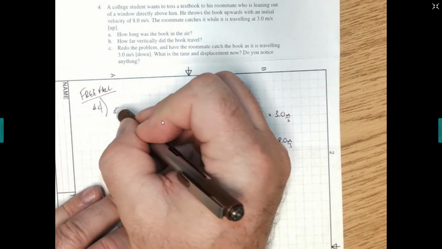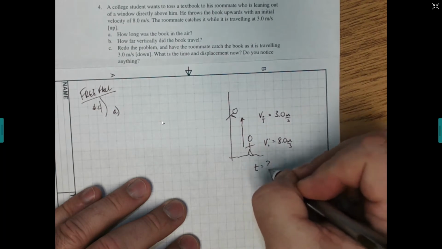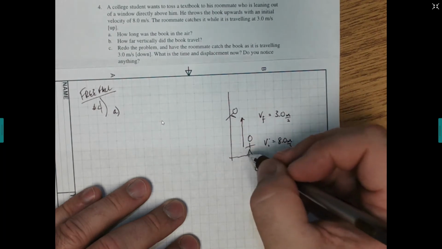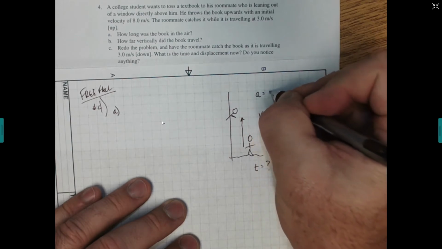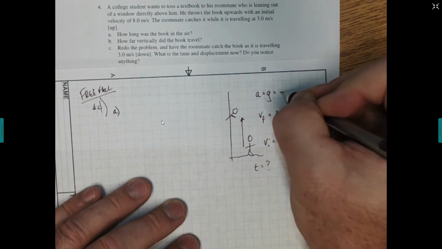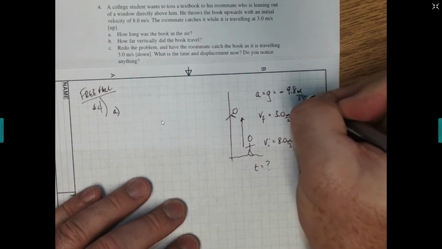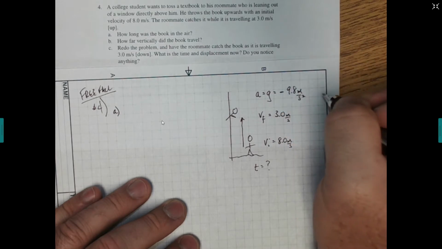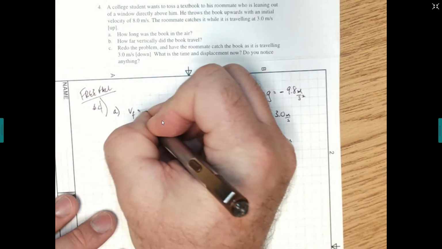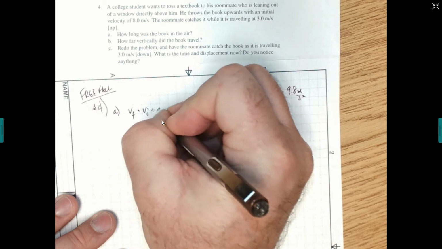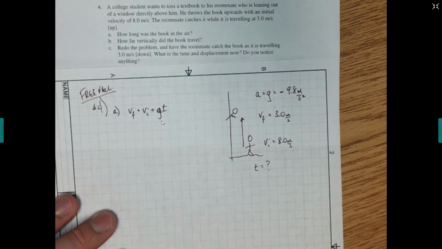Part A says how long was the book in the air, so my time is my unknown. Because we're next to the Earth and in free fall, we have a projectile. We know that the acceleration is the acceleration due to gravity, g, which is negative because it goes down, 9.8 meters per second squared. Since it's looking for how long, we have an equation from our equation sheet: final velocity equals initial velocity plus acceleration times time. Remember, we're going to call acceleration g.